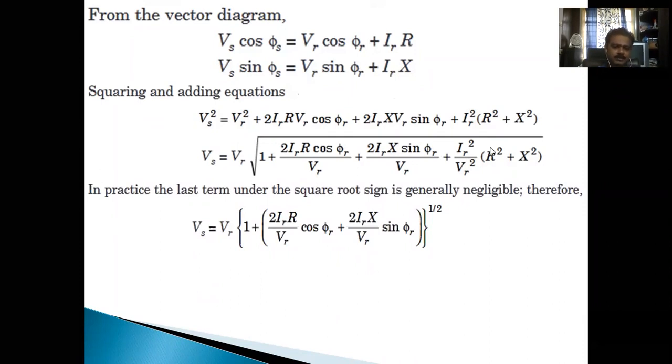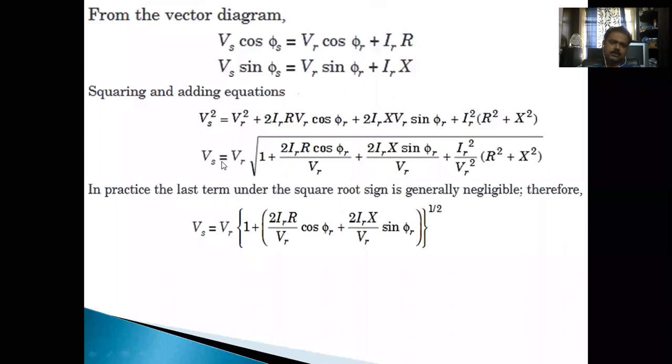So if I observe these terms, Ir square by Vr square into r square plus x square. Here the values are too small. The resistance and reactance values in case of a transmission line are too small, and if we square that value, it is almost equal to 0. So it is very much less than 1. That's why we have neglected these two terms.